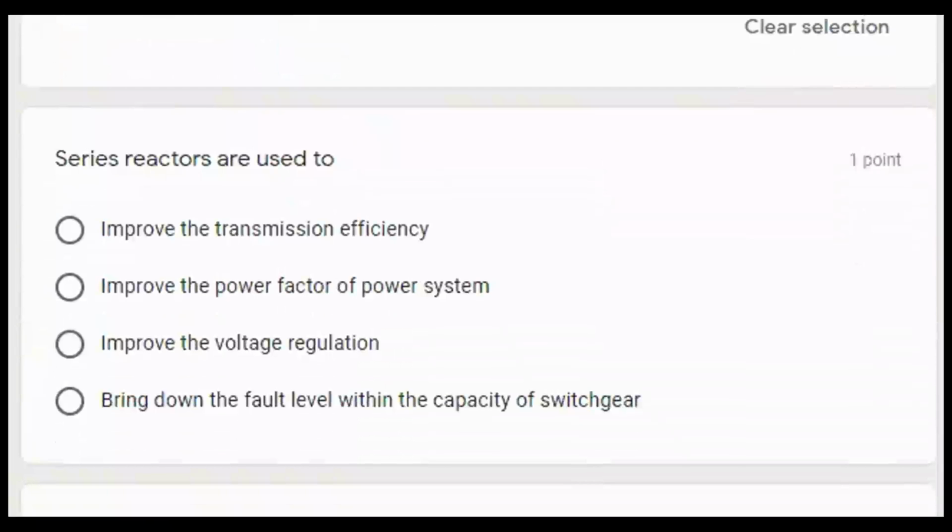The next question, 17th question. Series reactors are used to. The purpose of series reactors is to reduce the fault current level. Here, the last option is the correct. Bring down the fault level within the capacity of the switchgear. The fault current value is reduced to some level. Fourth option.